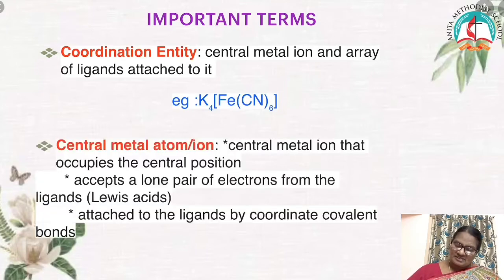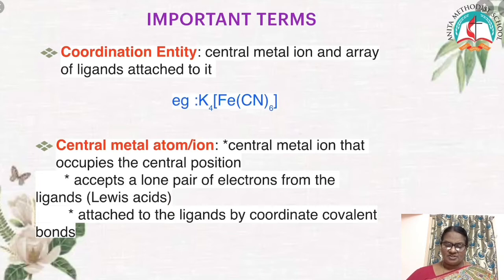Then we are going to define the central metal ion itself. Usually the central metal ion is a d block transition element. Fe is a d block element. So the central metal ion, CMI in short, which is inside the square bracket, is a d block element. It occupies a central position. Not only that, the main function of the central metal ion is to accept lone pairs of electrons donated by the other atoms surrounding it, which are called ligands. Since it accepts a pair of electrons, it acts as a Lewis acid. And the ligands donate a lone pair of 2 electrons, forming what is called a coordinate covalent bond.